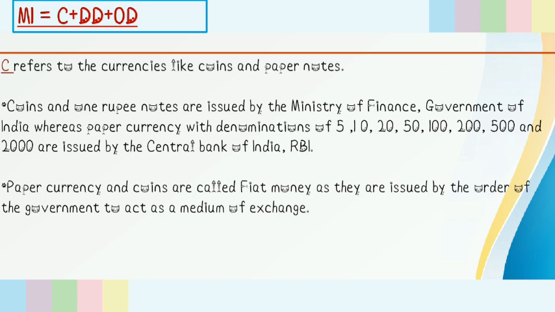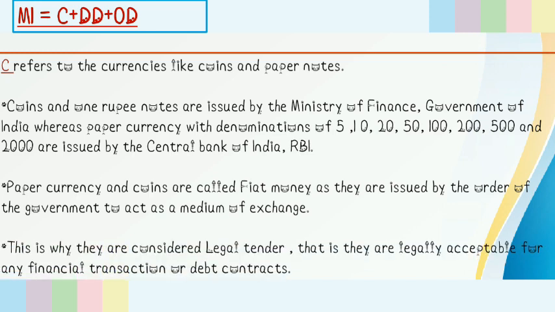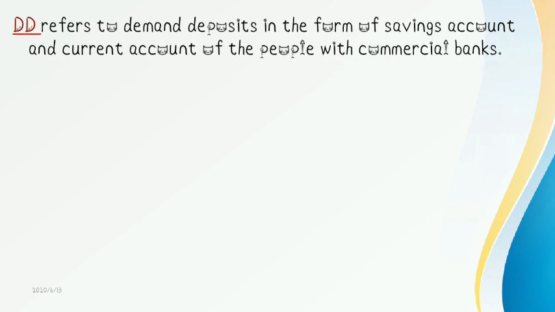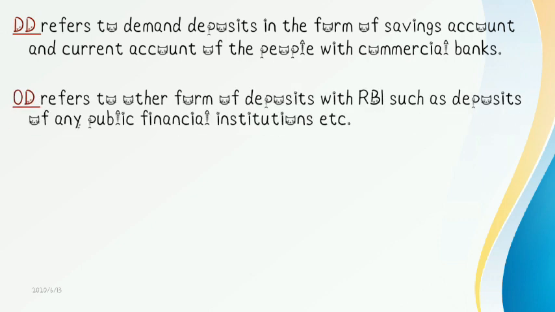Paper currency and coins are called fiat money as they are issued by the order of the government to act as a medium of exchange. This is why they are considered legal tender. That is, they are legally acceptable for any transactions or debt contracts. The DD here refers to demand deposits in the form of savings accounts and current accounts of the people with commercial banks. OD refers to other deposits with RBI, such as deposits of any public financial institutions.